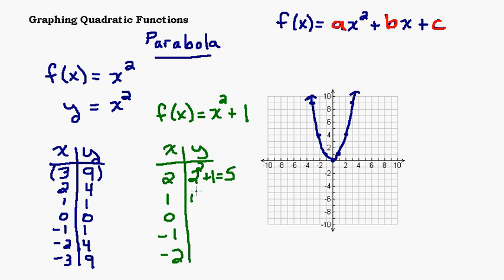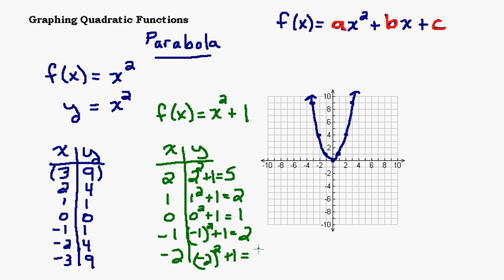1 squared plus 1 would be 1 plus 1, which is 2. 0 squared plus 1 is 1. Negative 1 squared is 1, plus 1 is 2. Negative 2 squared plus 1 is 4, plus 1 is 5. You'll see this pattern with parabolas: your y values will be the same for two pairs of points, and that's because of the symmetry of the parabola. Let's graph these and see what it looks like.